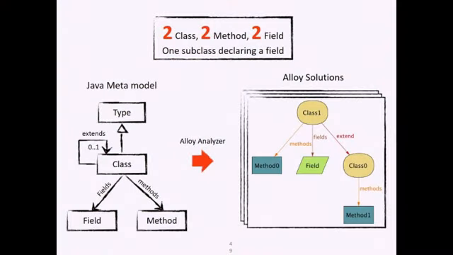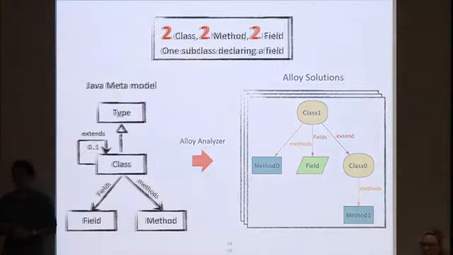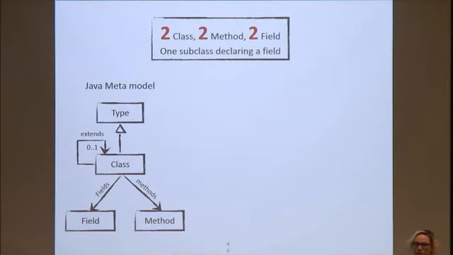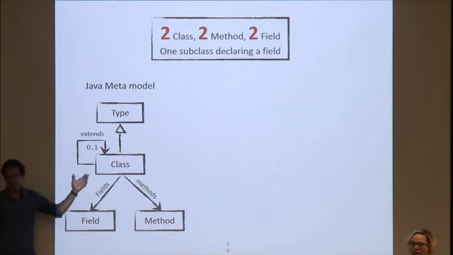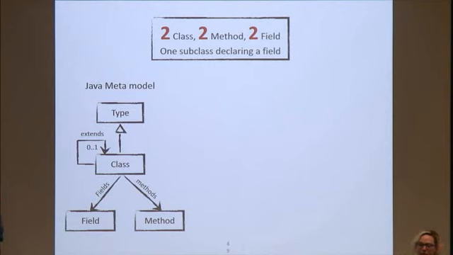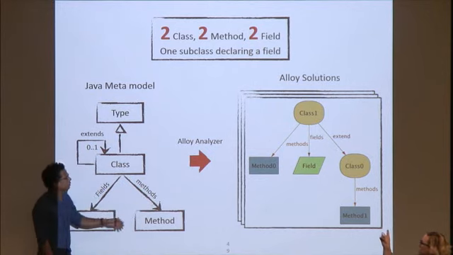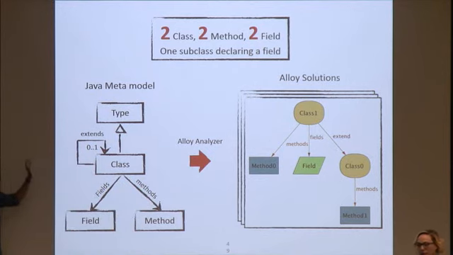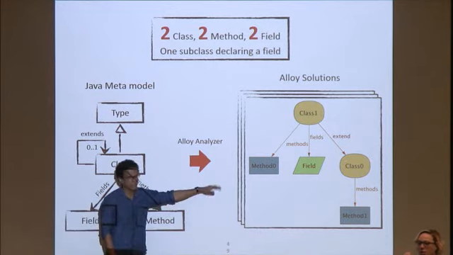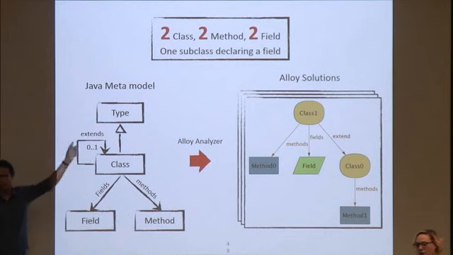And then you specify the meta model of the Java language. We specify the subset of the meta model in Alloy, like the type, class, field, methods, and the relationship between these elements. And we use the Alloy analyzer that reduces this problem to a SAT-solving problem to generate all instances of the meta model in the scope that we give.